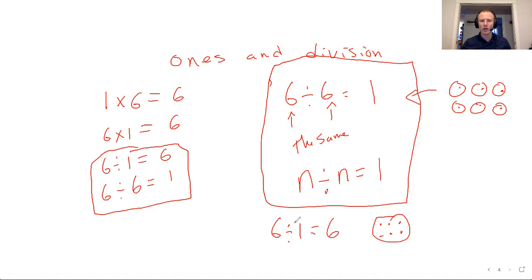We can write one more statement for ones here. So we could say any number n divided by 1 equals whatever that number was. So your total divided by 1, your quotient is the total. Those 2 numbers are going to be the same.